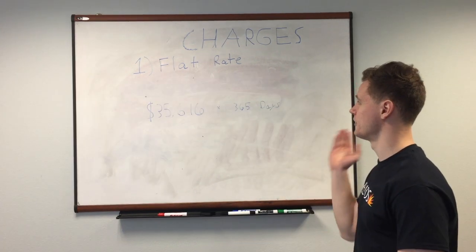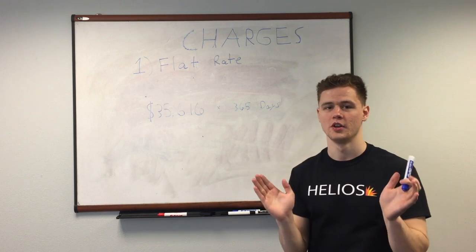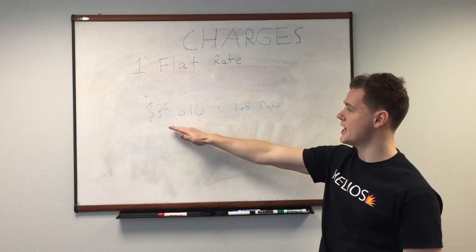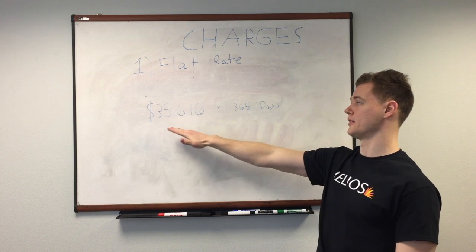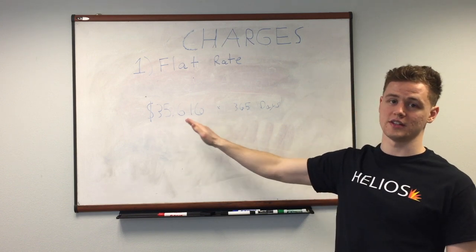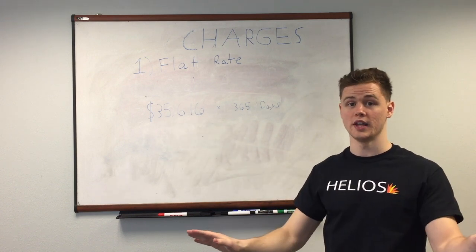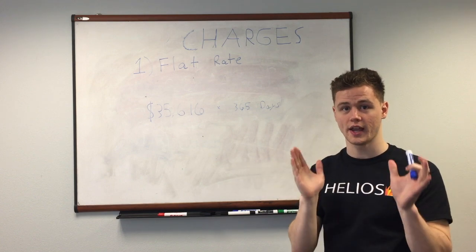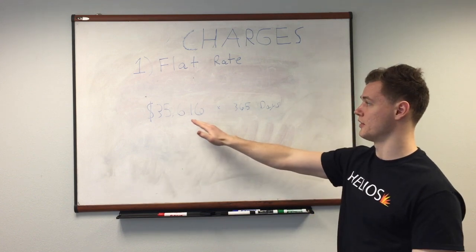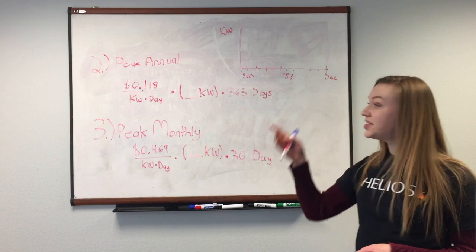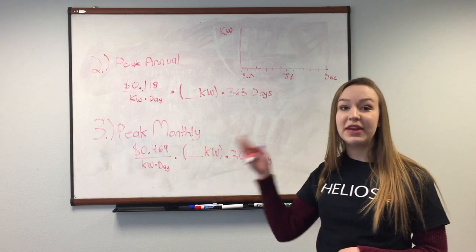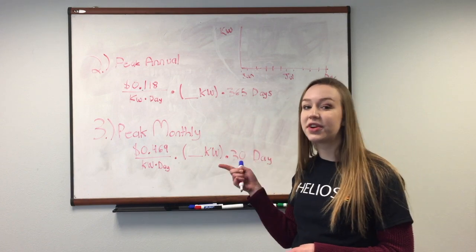The first charge is the flat rate, and this is super simple. The way that it works is every day MG&E charges UW Madison $35,616 no matter what. Even if UW Madison didn't use any energy, they would still get charged this for every day of the year. So the second and third charge relate to the peak amount of energy you use during the year and during the month.